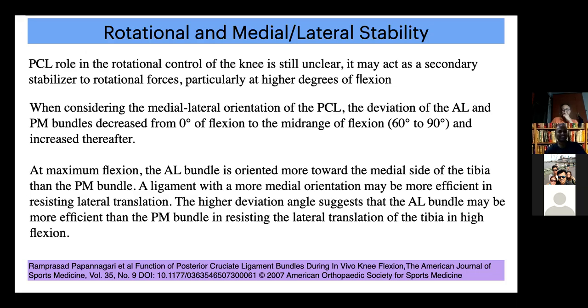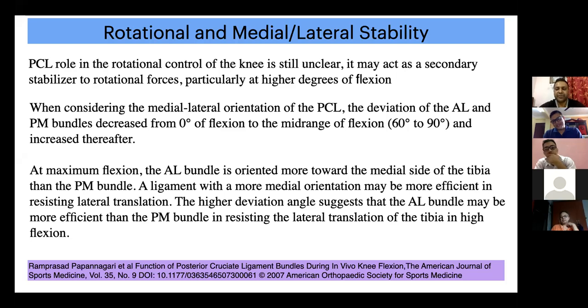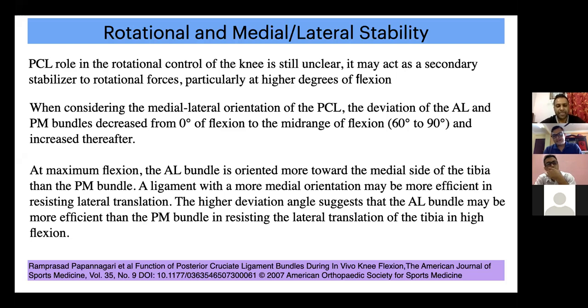There was a study done by Ramprasad et al., and they considered the medial-lateral orientation of the PCL. The deviation of the anterolateral and posteromedial bundles decreased from 0 degrees of flexion to the mid-range of flexion and increased thereafter. They also stated that at maximum flexion, the AL bundle is oriented more towards the medial side of the tibia than the posteromedial bundle. A ligament with a more medial orientation may be more efficient in resisting lateral translation. The higher deviation angle suggests that the anterolateral bundle may be more efficient than the posteromedial bundle in resisting the lateral translation of the tibia in high flexion.